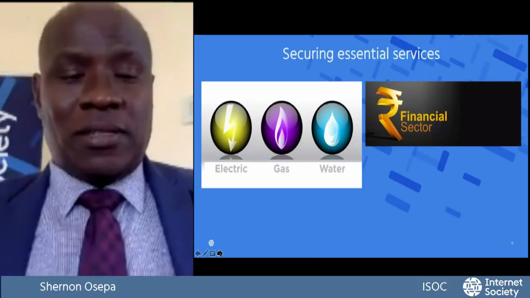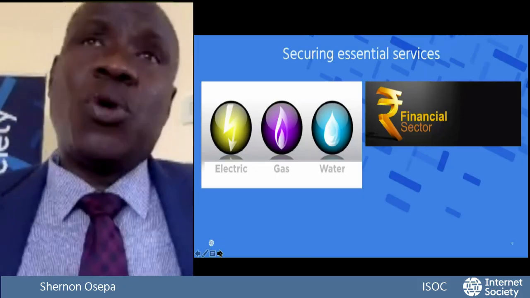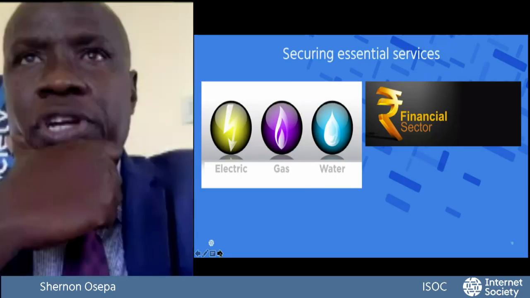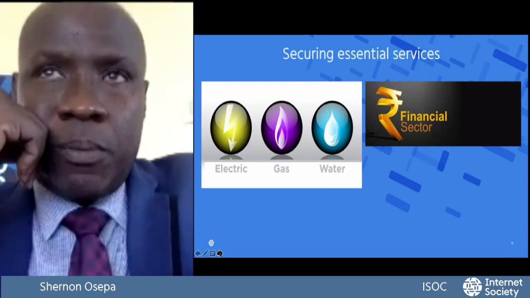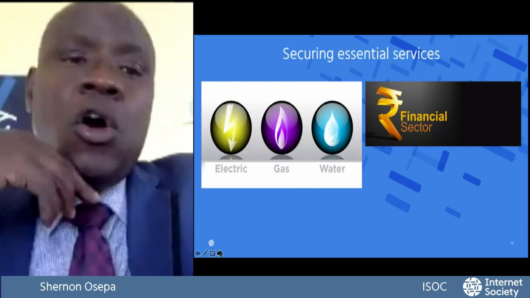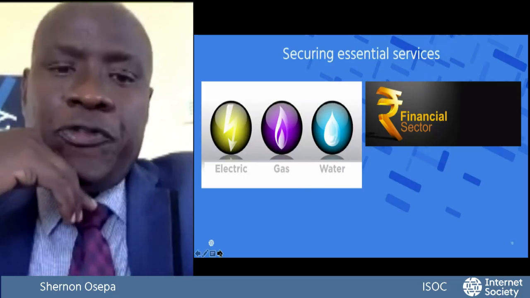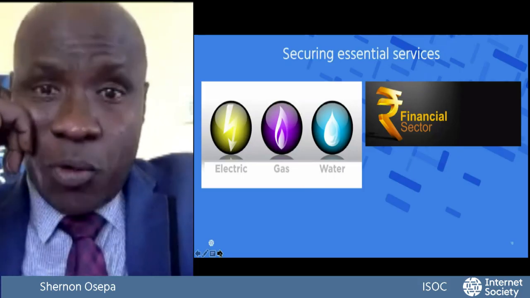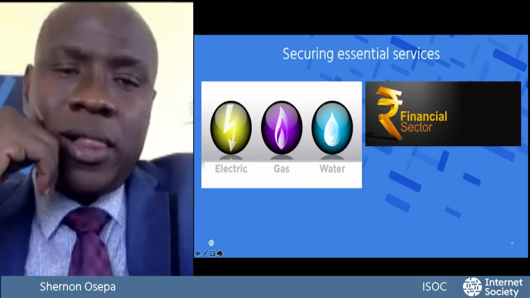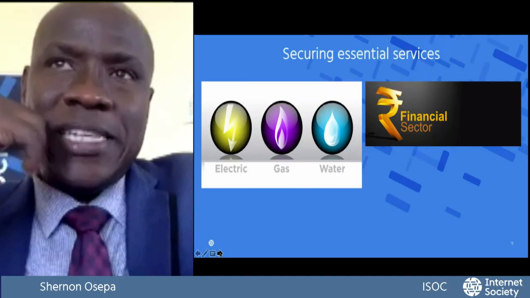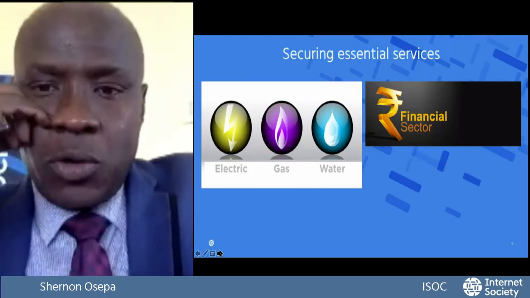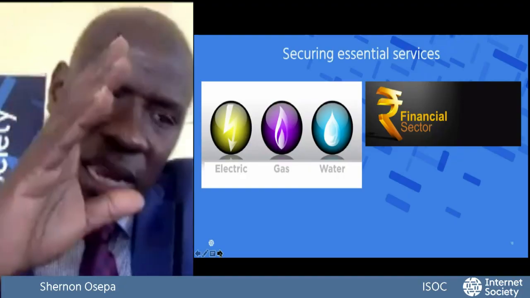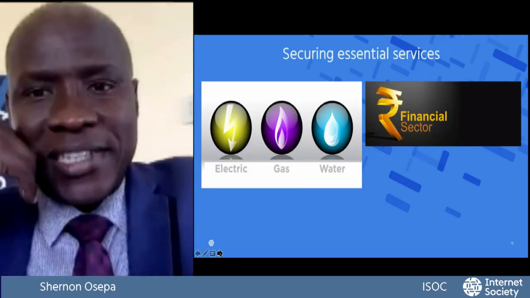And then last, this is a very short presentation, and then last is what we call securing essential services. Each country, territory should decide for themselves what is important to them. If you're living, for example, in an environment where the financial sector is very important, then the financial sector will become an essential service to you. So you need to find ways how to protect that. For most of us, electricity, gas, and water for sure are essential services.